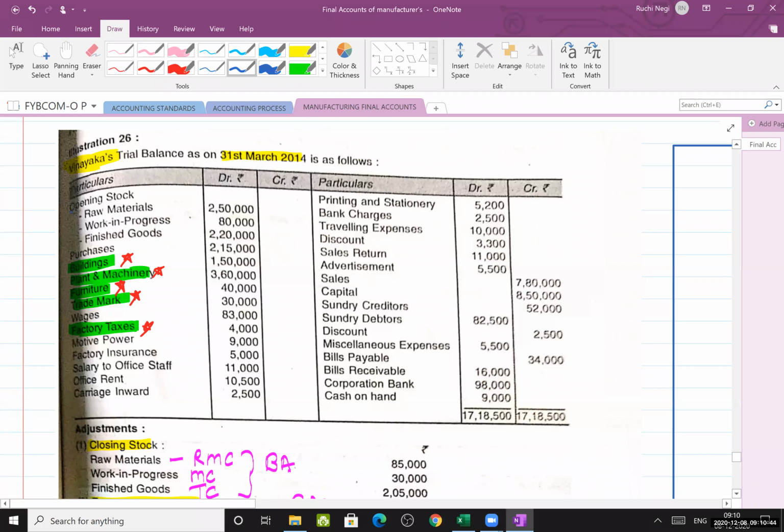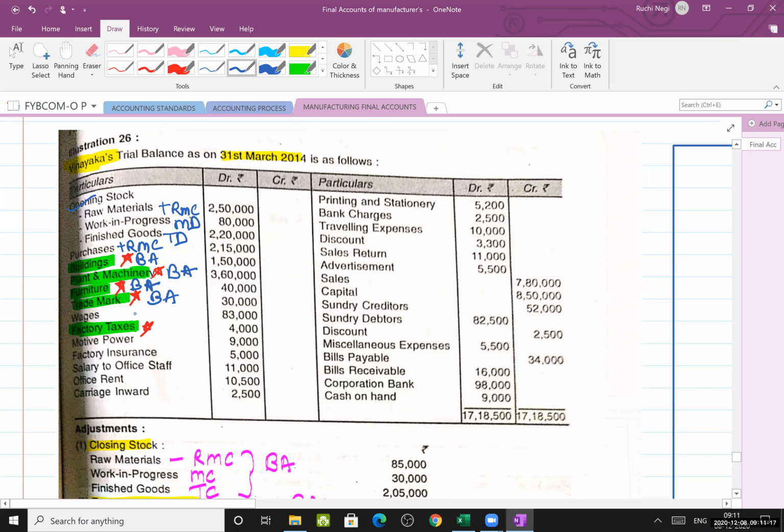Okay? So first is opening stock, raw material. Add to the formula of raw material consumed. Opening stock of WIP, manufacturing debit. Opening stock of finished goods, trading debit. Purchases, add to the formula of raw material consumed. Building, balance sheet asset. Plant and machinery, balance sheet asset. Furniture, balance sheet asset. Trademark, balance sheet asset. And they all are having adjustments.